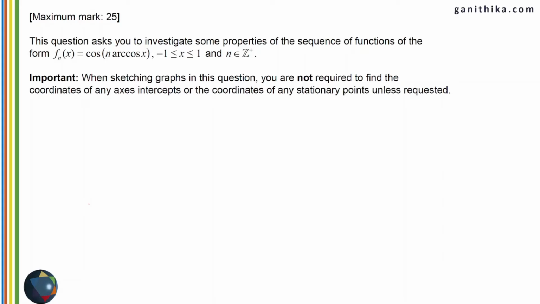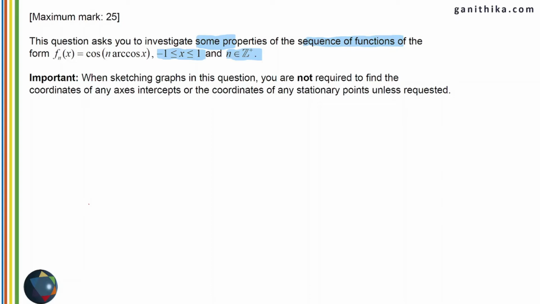Let's read the first statement given in the question. This question asks you to investigate some properties of the sequence of functions. So this is not a sequence of numbers, this is a sequence of functions. So you can underline or highlight the important words in this statement. So, some properties of the sequence of functions.